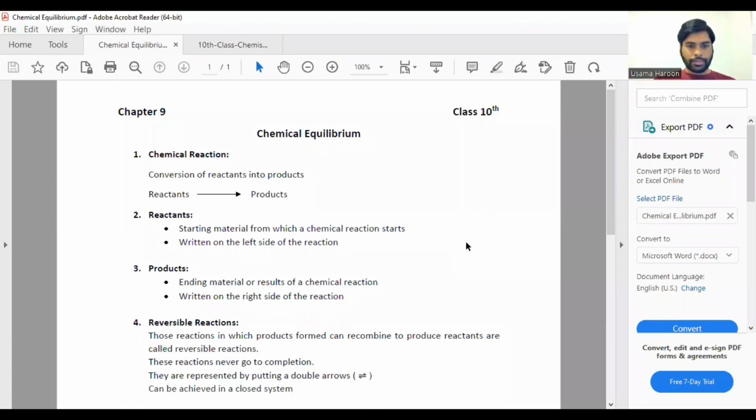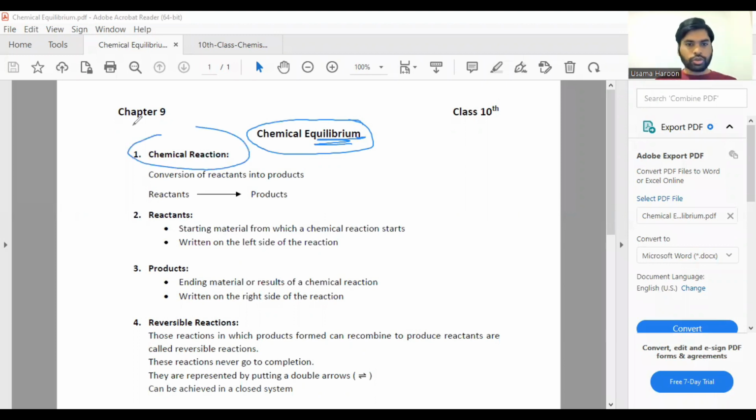First of all, the name of the chapter is chemical equilibrium. Let me just start the annotations. So you can see that this is the name of the chapter, that is chemical equilibrium. Before we move on to the definition of chemical equilibrium, I think we should start with what is a chemical reaction.